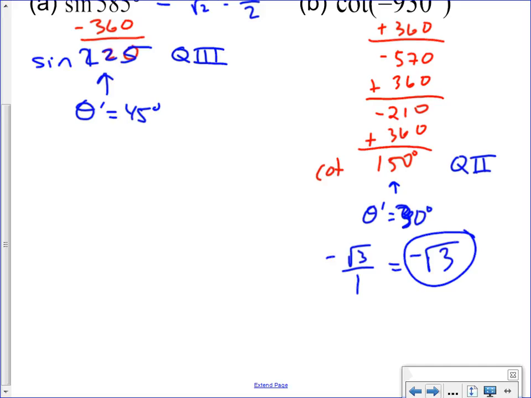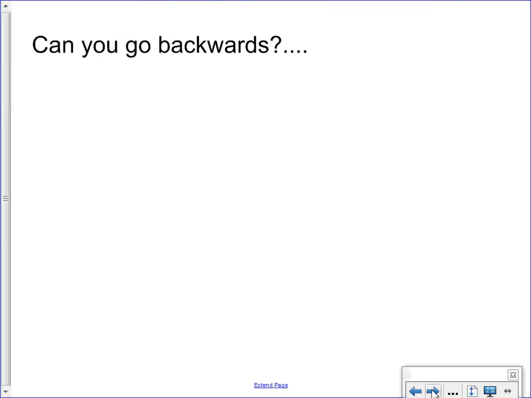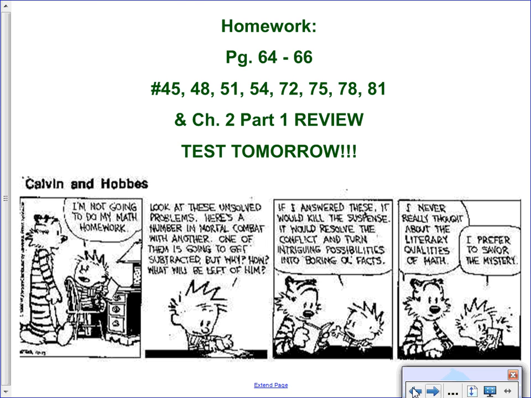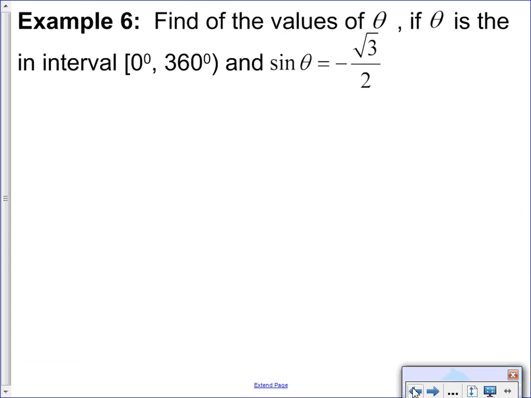Okay? Can you go backwards? Let's go backwards. Let's go moonwalk. Here we go. All right. If I told you the answer, can you tell me what the angle was? Or what angles they were? Because here's the deal. An example number, whichever this is. Go back. There it is.